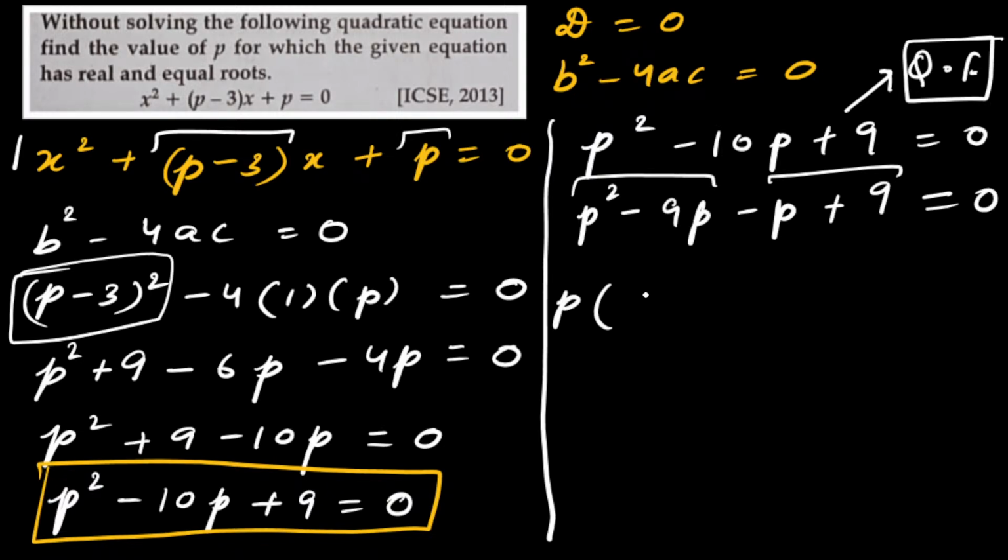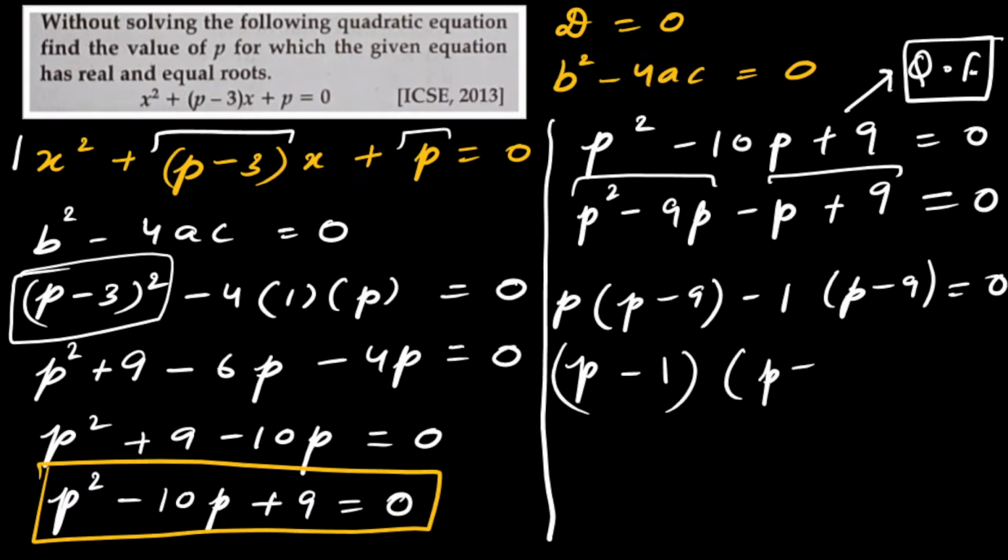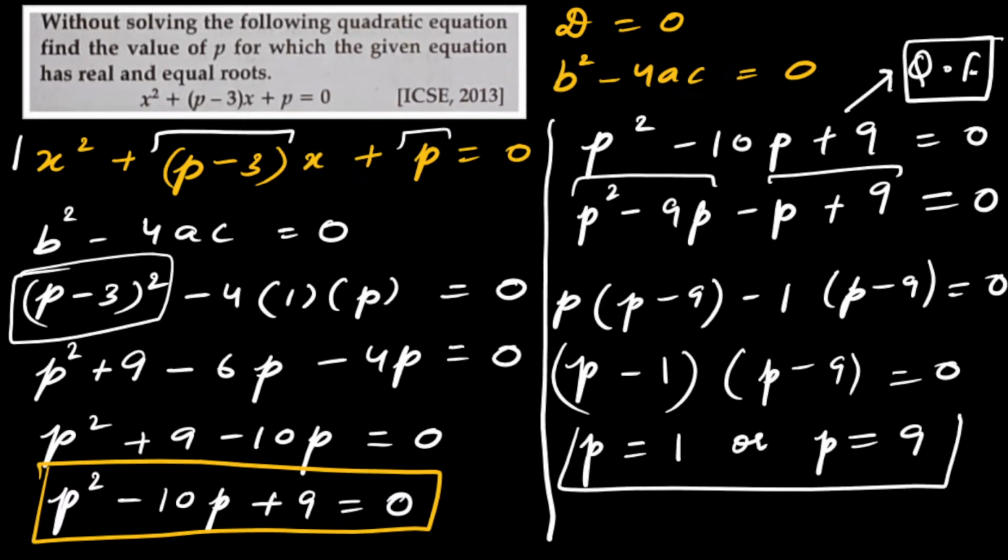So p is common here, so p minus 9. Again minus 1 is common, so p minus 9 is equals to 0. So (p minus 1) and (p minus 9) is equals to 0. So from here we'll get p's value equals to 1 or p is equals to 9. Yes, Navya has given the answer, p is equals to 1 or p is equals to 9.